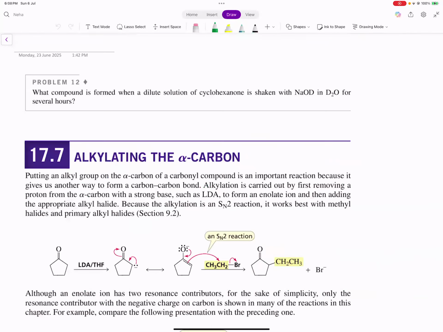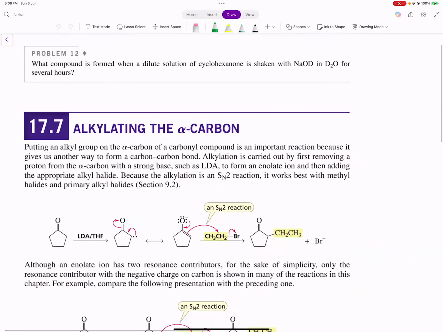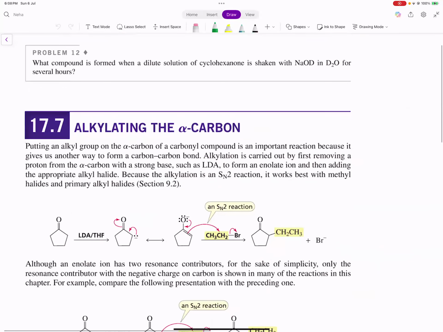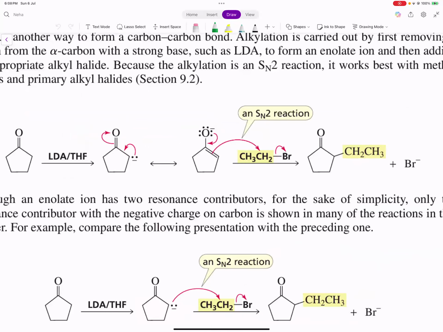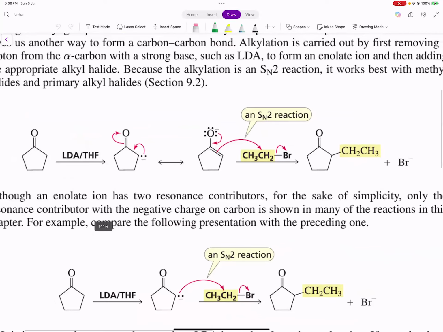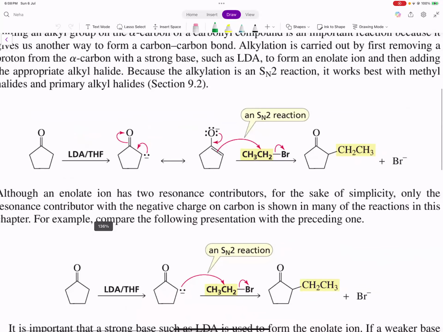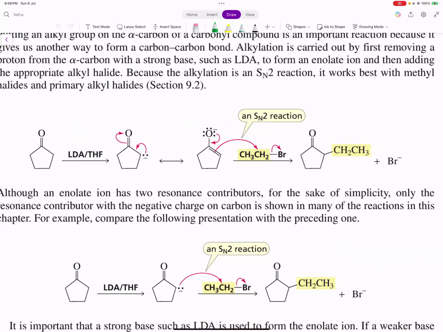Now what we do is, we take this LDA, or in class 11 to class 12 we'll take the normal base, HO minus or something like that, a weaker base, and we'll get this alpha hydrogen removed. This is a nucleophile, right? And from here only I can alkylate it, right? With CH3Br, right? I can do this also, okay? Or you can do this either way. SN2 reaction, got it? It's a nucleophilic substitution.